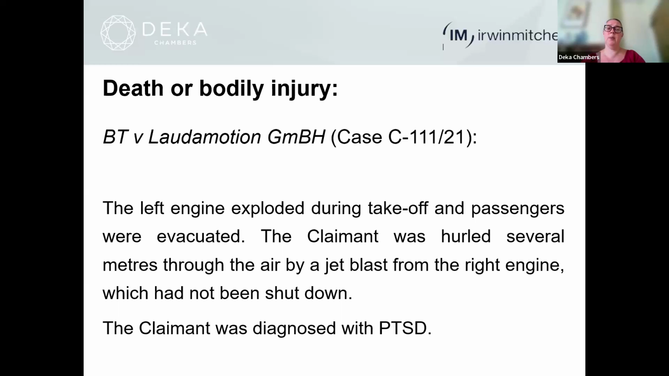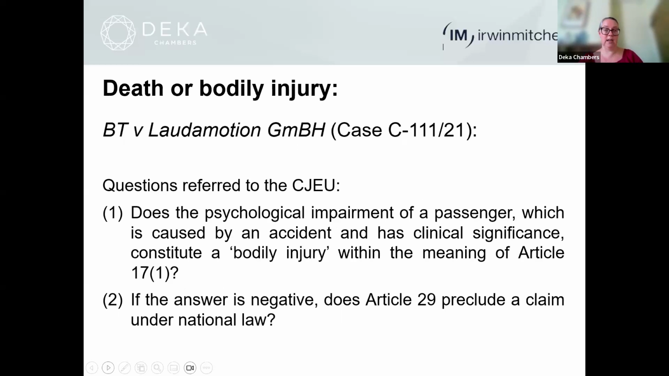But actually, following BT and Laudamotion, it may not matter, because the Court of Justice there looked at someone who had PTSD. You can see the facts on the slide. A left engine exploded during takeoff. Passengers were evacuated. The claimant was hurled by a jet blast and diagnosed with PTSD. So the question the CJEU had to answer was: does the psychological impairment of a passenger caused by an accident, and with clinical significance, constitute a bodily injury? So they're looking at psychological impairment only.